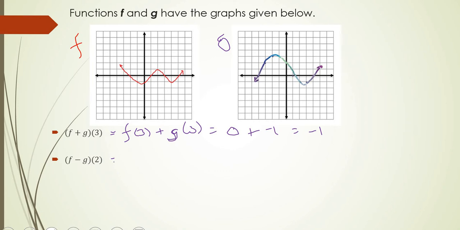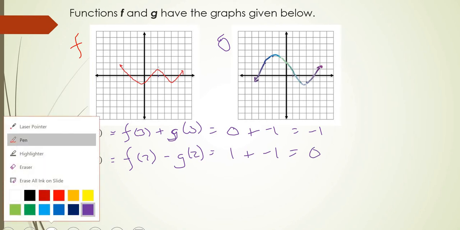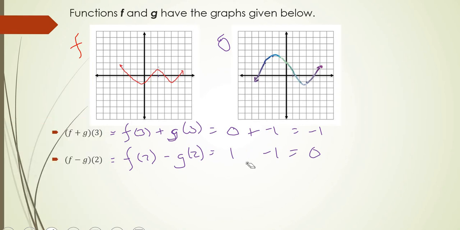F minus g. So this is going to be f of 2 minus g of 2. So again, on the f function, when I go to x equals 2, I see that the function value is 1. G of 2, the function value looks like -1 to me, so we're going to get 0 for that. Oops, bad mistake. Take a look, see if you can tell what I did wrong. This was supposed to be subtraction, so minus a -1 gives me a value of 2. Keep my operation right.